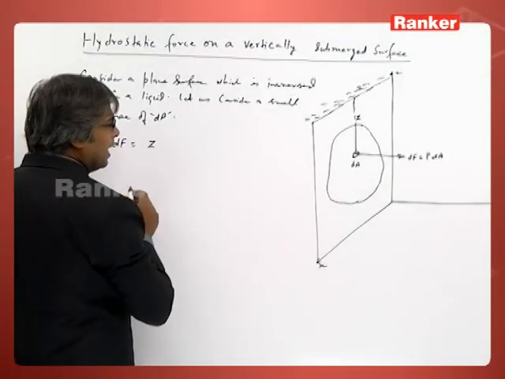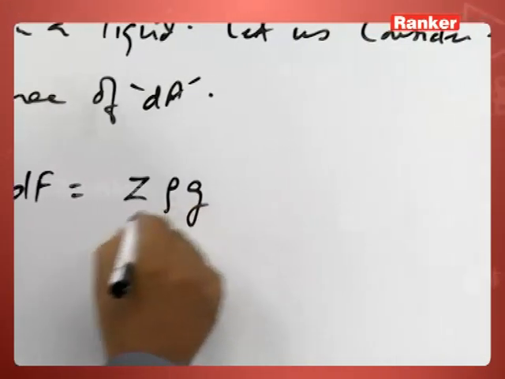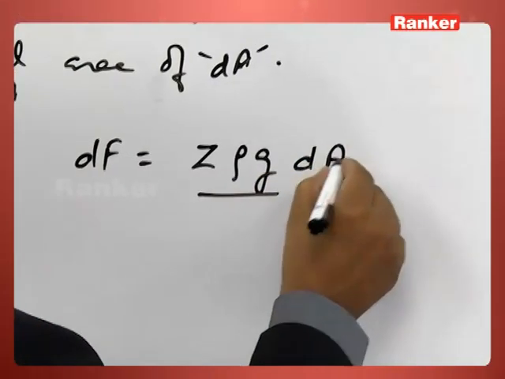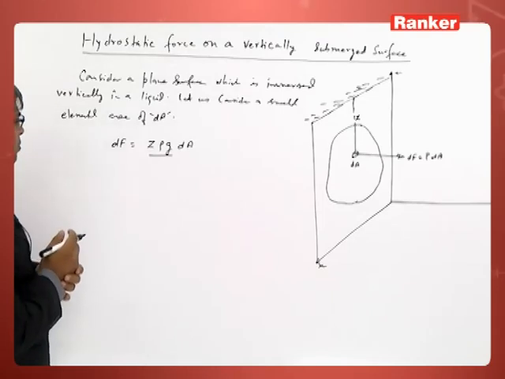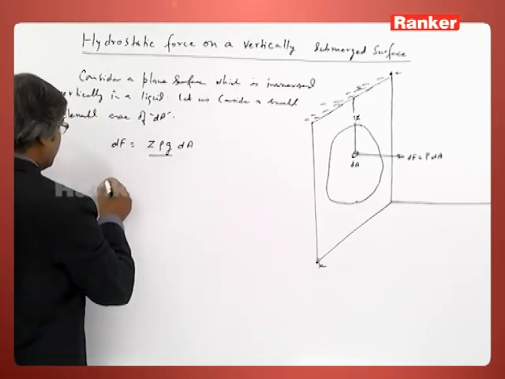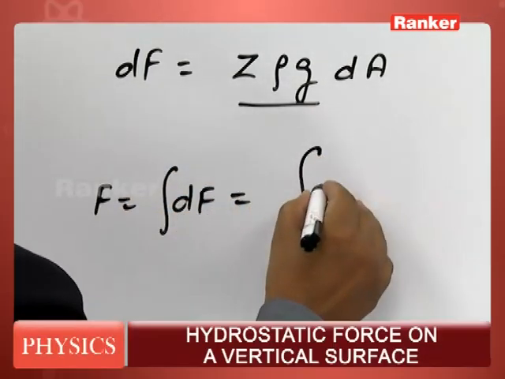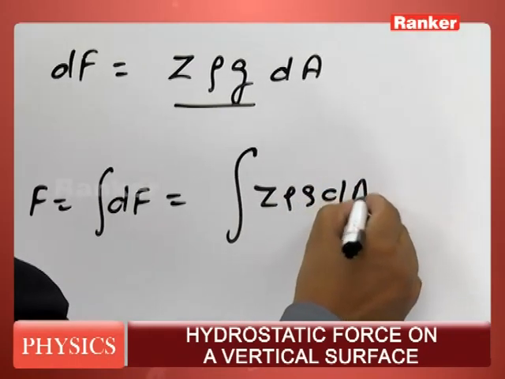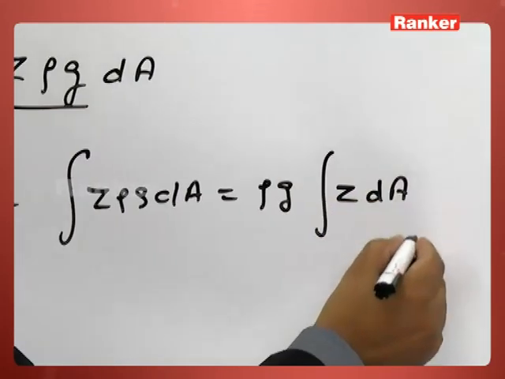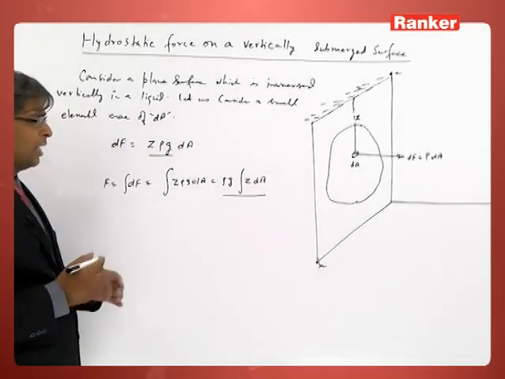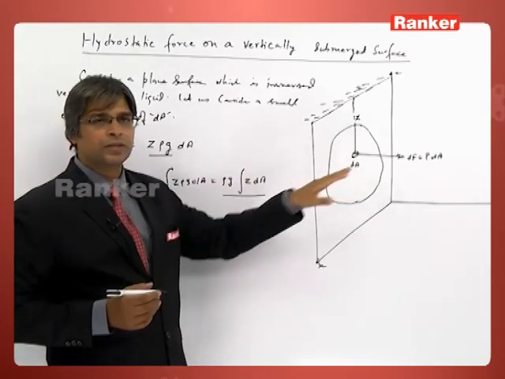So now we have dF is equal to, suppose this is Z, so this is Z rho g, that is the pressure, into area. So Z rho g into dA, where dA is the area. So the total force F is the integral of dF and is given by the integral of Z rho g dA, that is rho g times the integral of Z dA. So this is the net force, and in order to calculate it, we have to evaluate this integral.